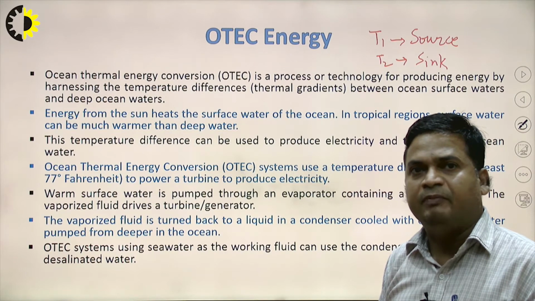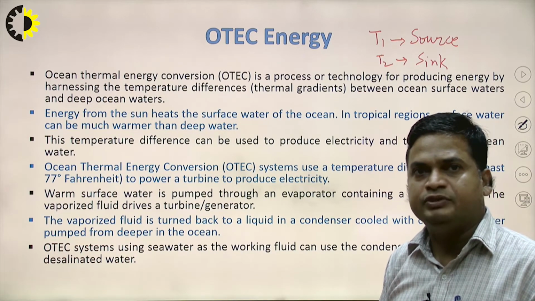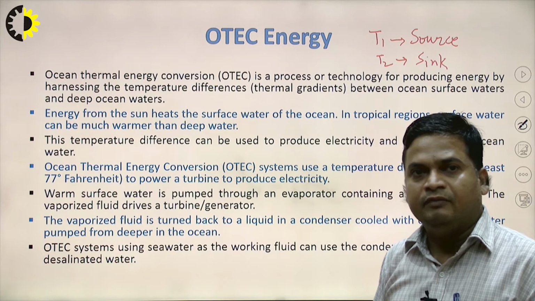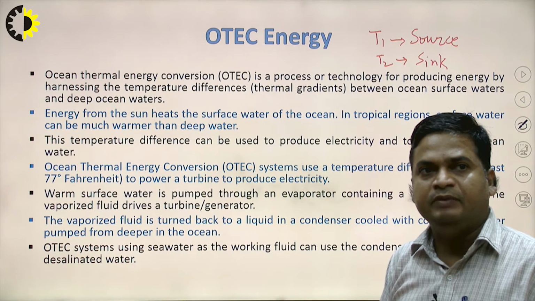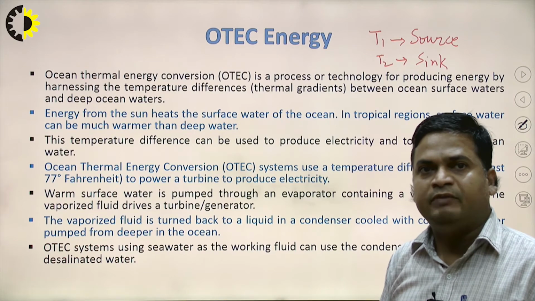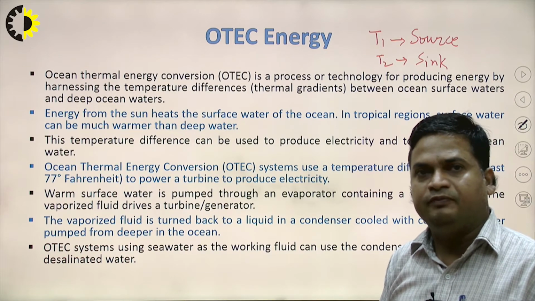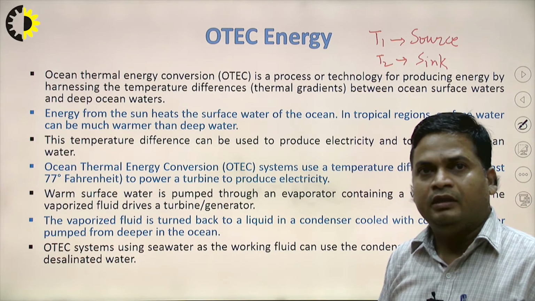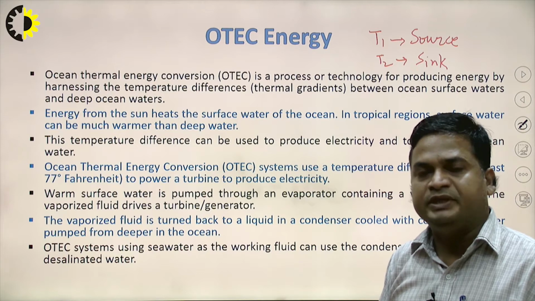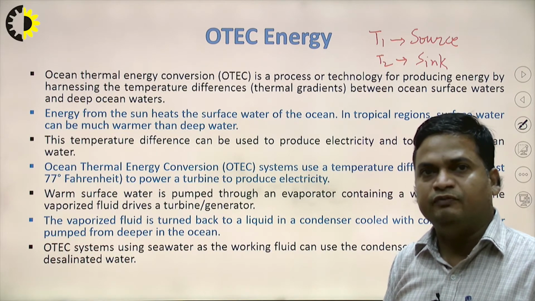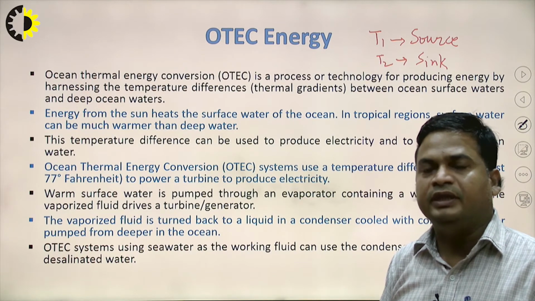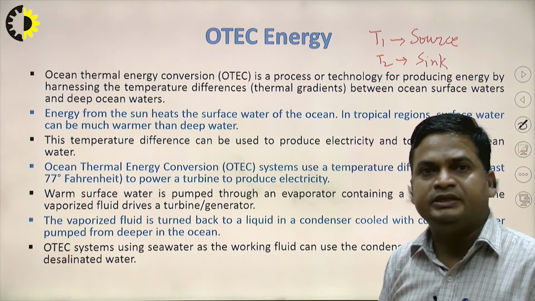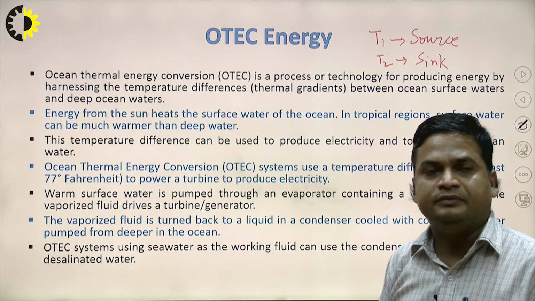After that, the pressure of the vapor reduces, and that vapor is converted into liquid by using the lower temperature of the deep ocean water, that is T2. Thereby this liquid working fluid is again recirculated for the operation, by converting it into vapor form by taking heat from the source. So this temperature difference can be used to produce electricity and to desalinate ocean water.